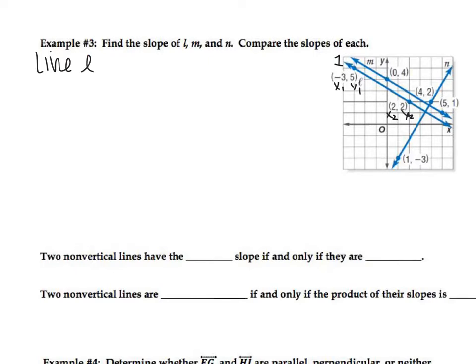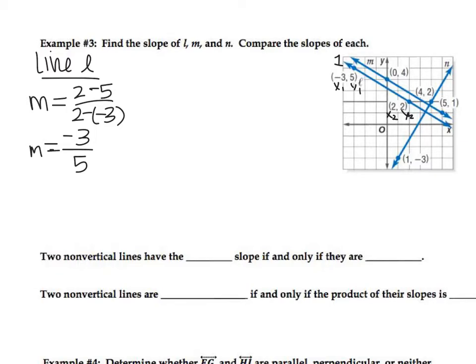so line L, its slope is going to be 2 minus 5 over 2 minus -3. 2 minus 5 is -3, and then 2 minus a -3 becomes addition, so we're going to get 5. So we have a slope of -3/5.